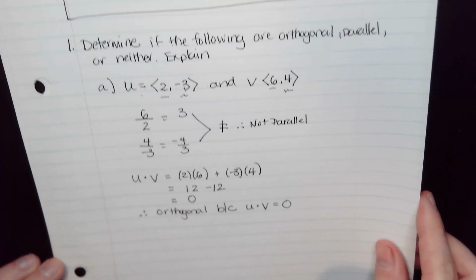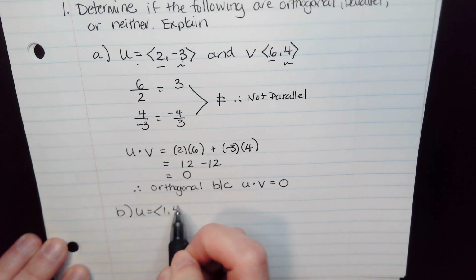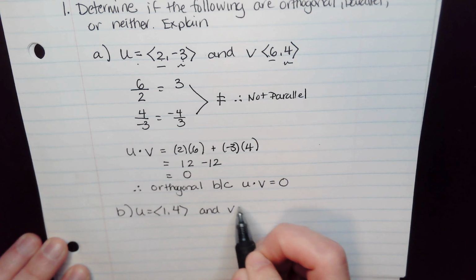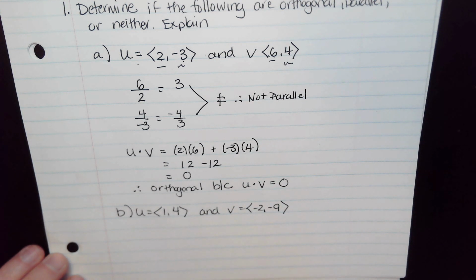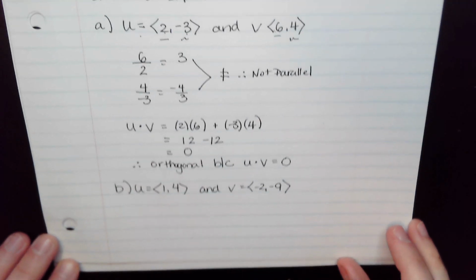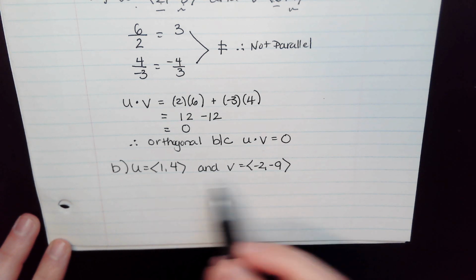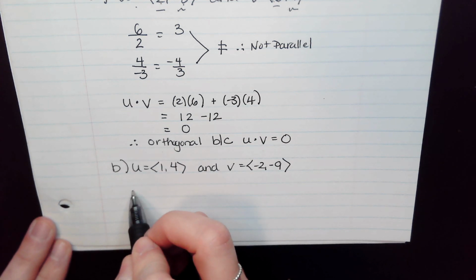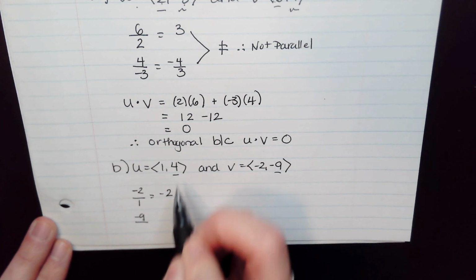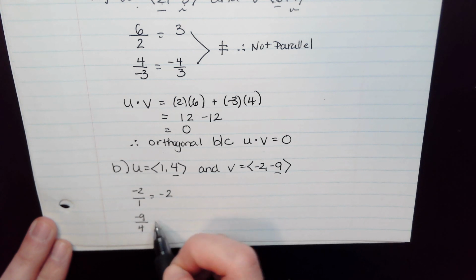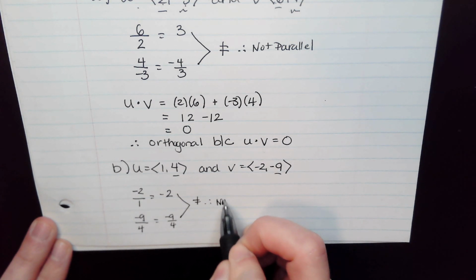Let's do the next one. Let's call this letter B. So u equals 1, 4, and v equals negative 2, negative 9. To check to see if they are parallel to each other, we're going to divide one vector by the other. So I'm going to take negative 2 divided by 1. That gives me negative 2. Now I need to take negative 9 and divide it by 4. And that just gives me negative 9/4. These are not equal. Therefore, they're not parallel to each other.